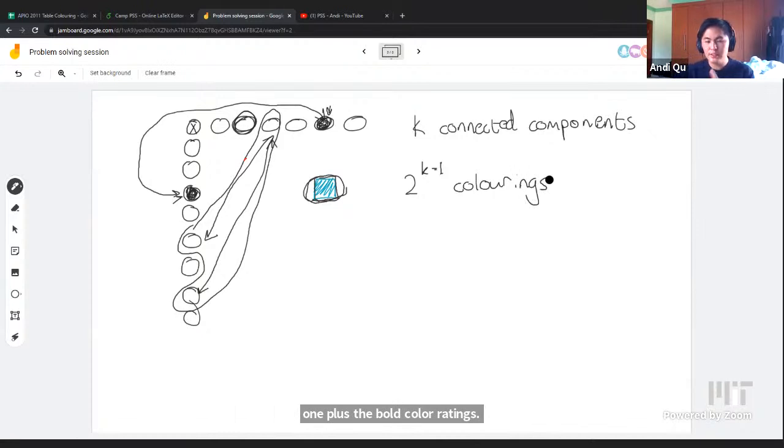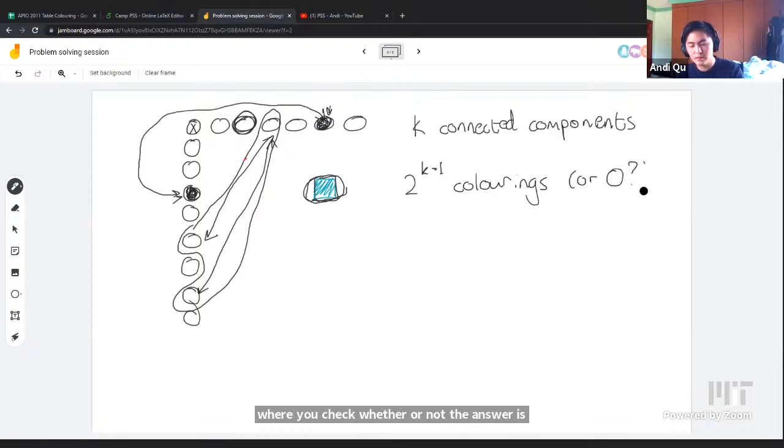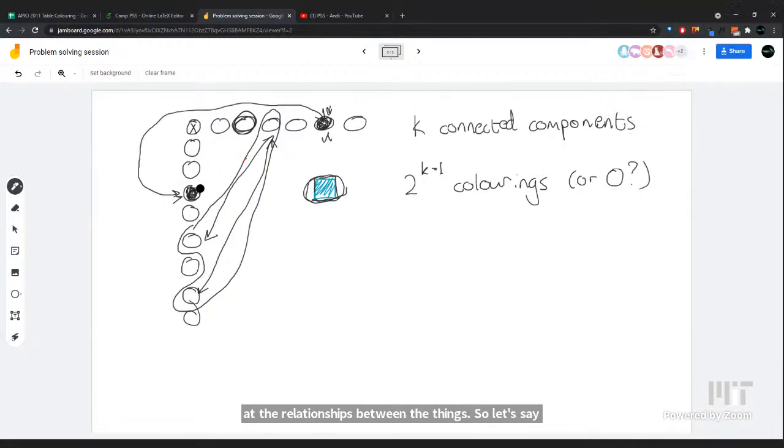But there's also another part to this problem, which is where you check whether or not the answer is 0. And how you do this is you basically look at the relationships between the things. So let's say this node is U, this is V.